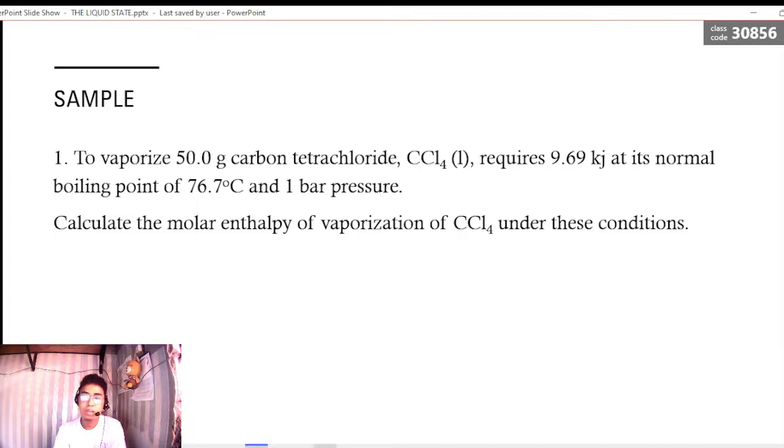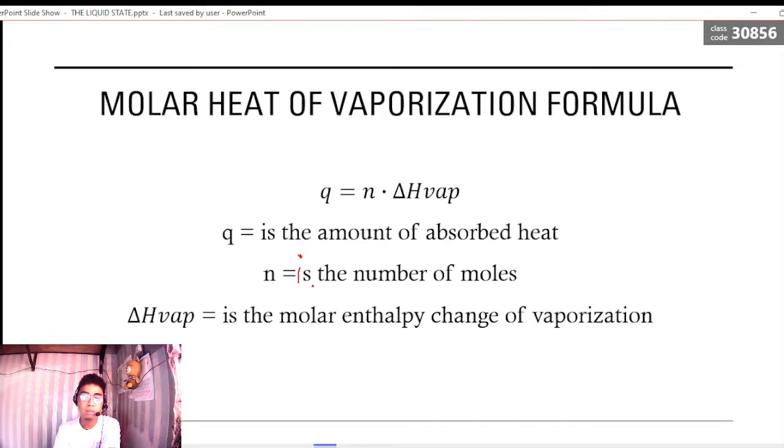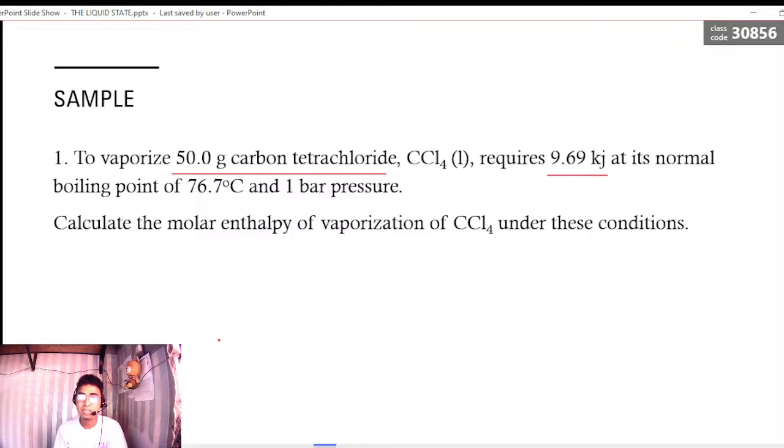Alright, so we have here the following given. We have 50 grams of carbon tetrachloride. We also have the given 9.69 kilojoule, which is the Q. If we go back to our formula or equation, we have the number of moles and the amount of absorbed heat by sample number 1. So we are looking for the molar enthalpy change of vaporization. Let's go back again to our example number 1.